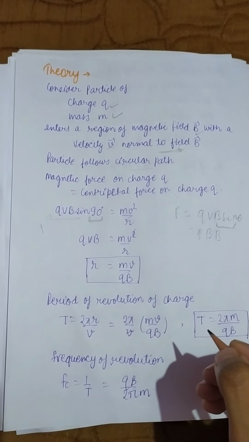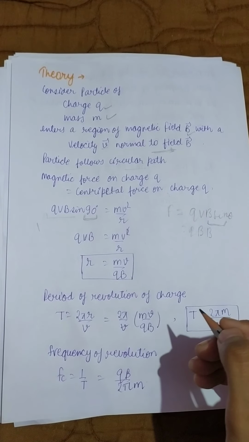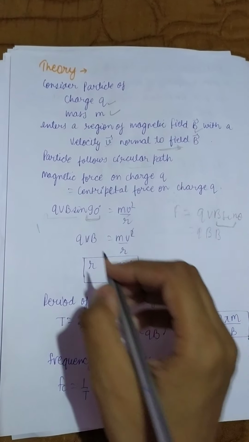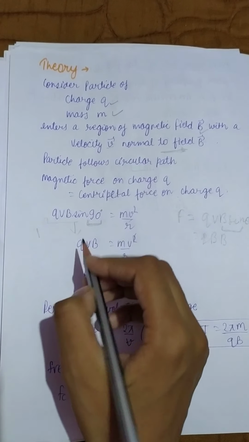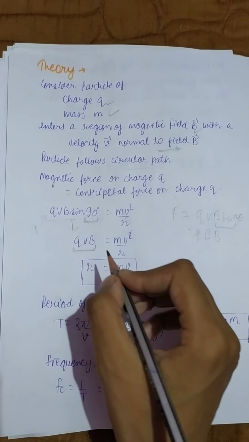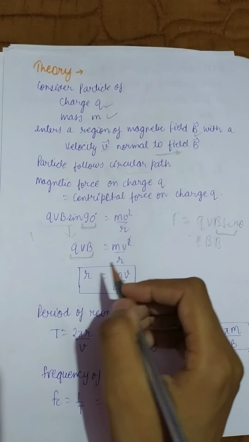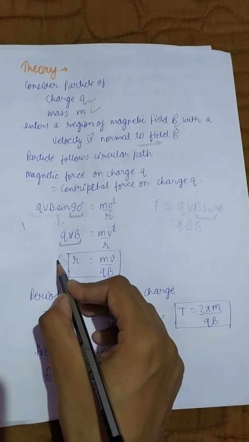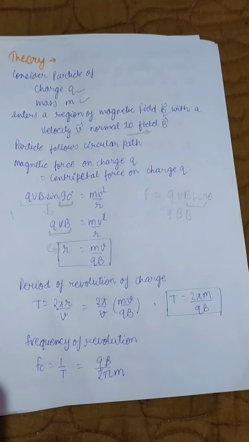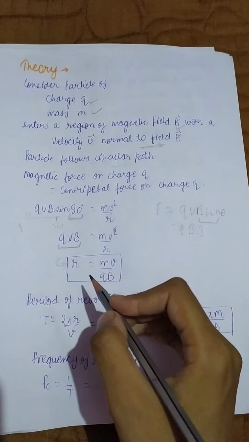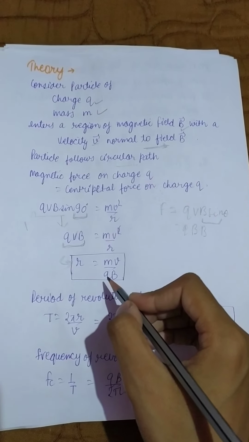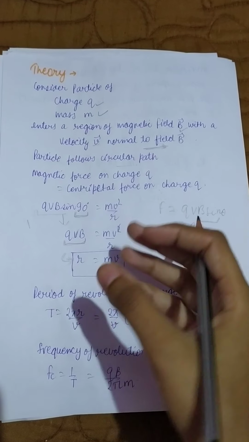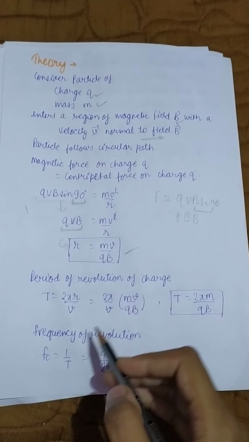And the formula for centripetal force, what is it? Mass into velocity whole square divided by radius. So QVB equals mv squared by r. Further, the velocity gets cancelled and we get the formula for the radius of the circular path that this charged particle is going to follow.